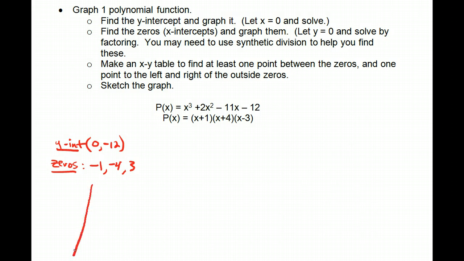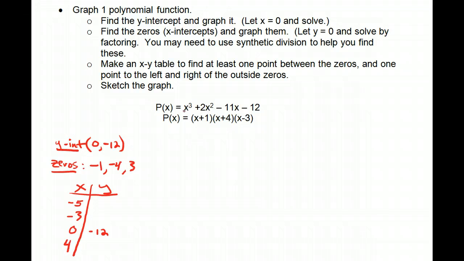Okay, the next part says make an XY table to find at least one point between the zeros. So if I do my XY table, I need to put something to the left of negative 4, so I'm going to put in negative 5. I'm going to put something between negative 4 and negative 1, so I'm just going to do negative 3. Between negative 1 and 3, I'll put 0 in because I already know that one. I get a negative 12. And then to the right of 3, I'm going to put 4.